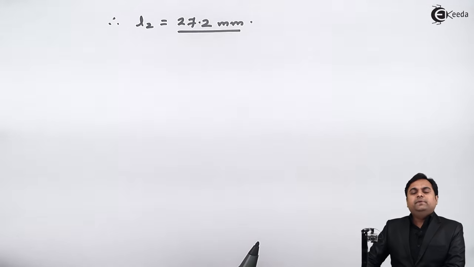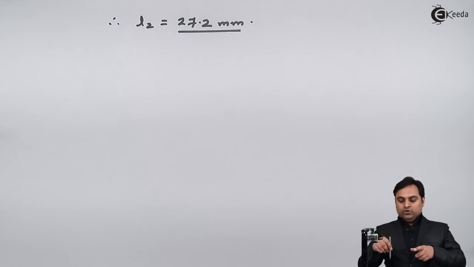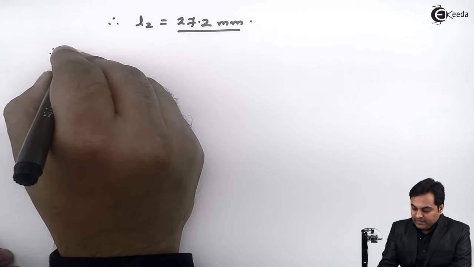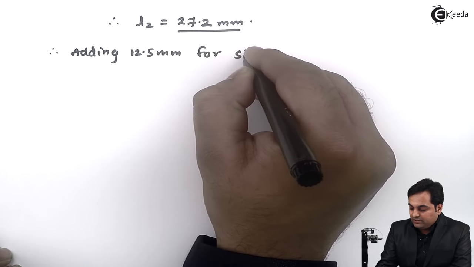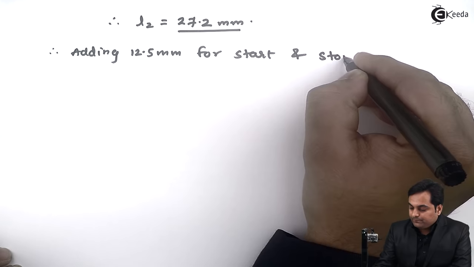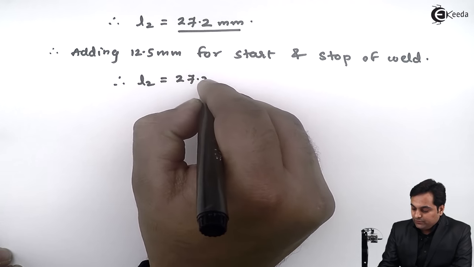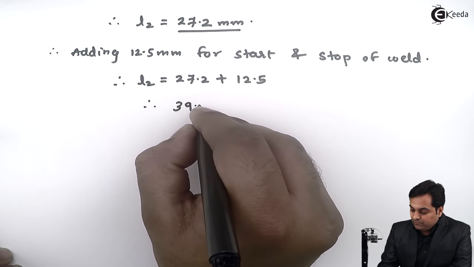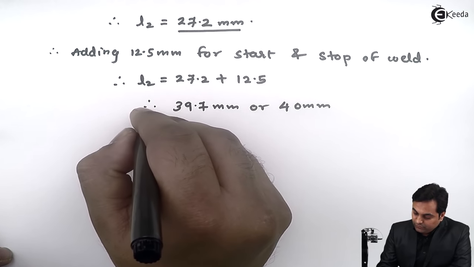So the length of parallel fillet weld should be 27.2 mm. Now in this we will be adding some more value for the allowance for starting and stopping of weld, that is we need to weld only up to 27.2 mm, but we will give some allowance for the starting of weld and stopping of weld. So I'll say that therefore adding 12.5 mm for start and stop of weld. So therefore L2 will be 27.2 plus 12.5, and therefore it is 39.7 mm, or we can round it off to 40 mm. So this will be L2.